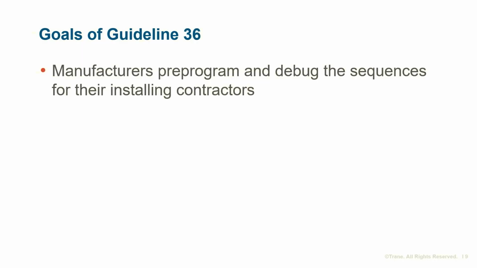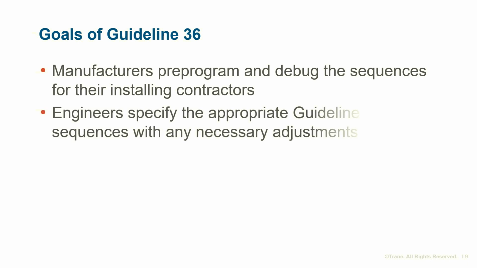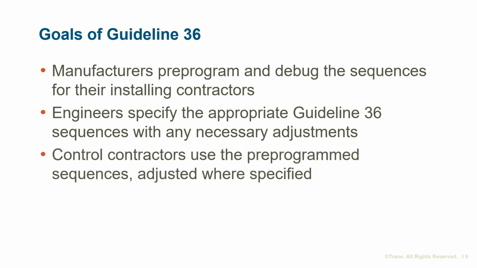The true efficiencies lie in manufacturers pre-programming and documenting the performance-based sequences described in ASHRAE Guideline 36. When a designer specifies a Guideline 36 sequence, they can have confidence that the sequences they specify can be successfully implemented by installing contractors. An installing contractor, using manufacturer pre-programmed libraries, can focus on the parts of the project that need adjustment while having the confidence that the fundamentals of the control sequence have been tested and proven.